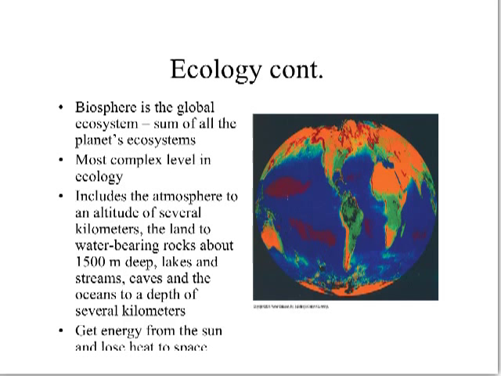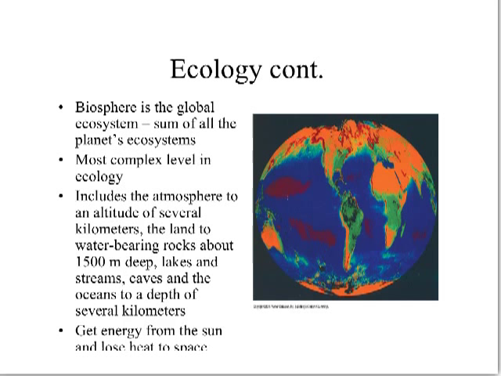Now, we can look at all of the ecosystems together, and that makes what we call a biosphere. A biosphere is the global ecosystem, the sum of all the planet's ecosystems. So it's the most complex level of ecology.